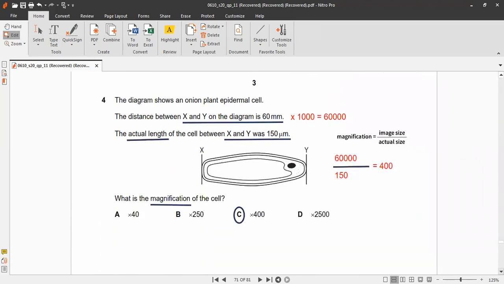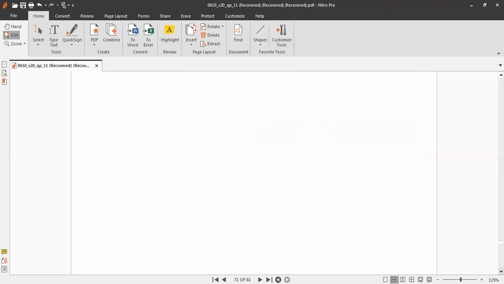Paper 2, variant 3. The diagram shows an onion plant epidermal cell, with the distance between X and Y. On the diagram, 60 millimeters. The actual length of the cell between X and Y was 150 micrometers. What is the magnification of the cell? Magnification is image size divided by actual size. Image size, 60 multiplied by 1000 equals 60,000 micrometers, divided by 150 micrometers. So the correct answer C, 400.